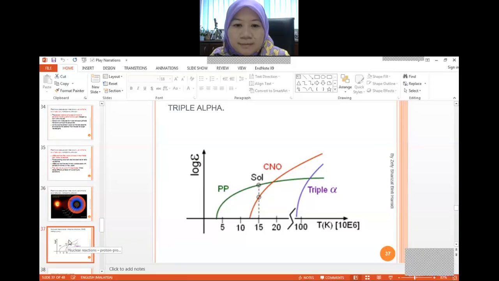This also shows a comparison of the temperature. We have the proton-proton chain, which operates specifically for low mass stars, and we also have the CNO cycle, for more massive stars. And also we have the triple alpha process. Of course, it needs a very high temperature for the triple alpha process compared to the proton chain and also the CNO cycle.